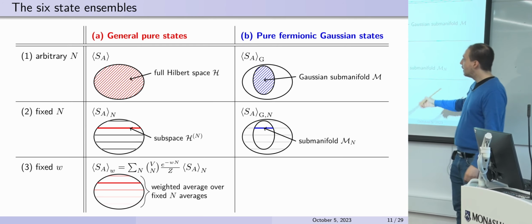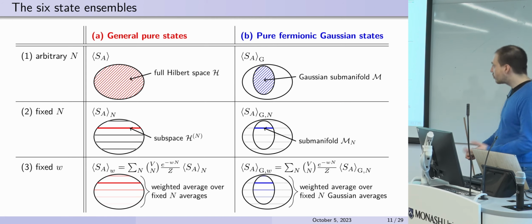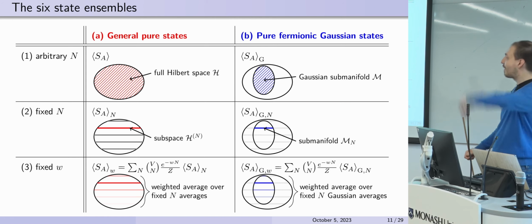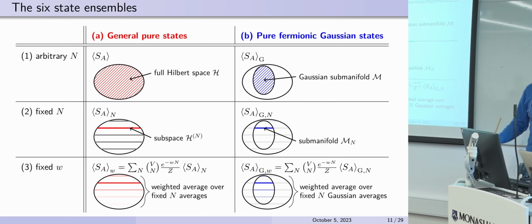And it turns out that this actually still plays an important role when relating things to all energy eigenstates, if you don't restrict to a subsector with fixed particle number. And then you can do the same thing also for Gaussian states with fixed particle number and then take a statistical ensemble over them. So those are the 6 ensembles. In this talk, I will mostly focus on the first 4.